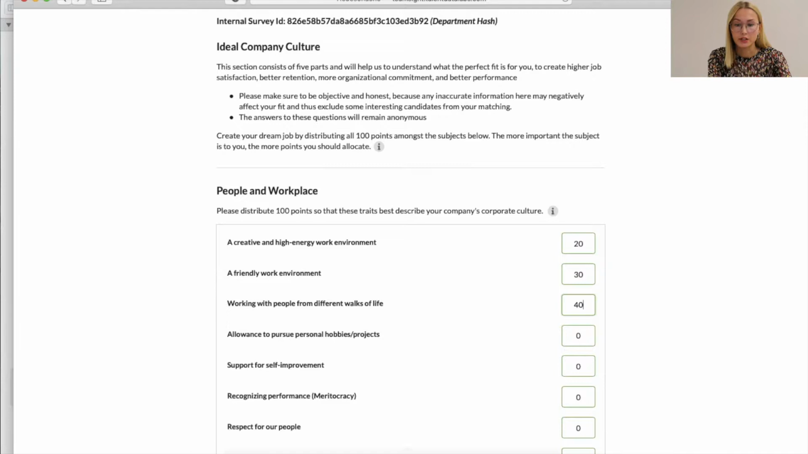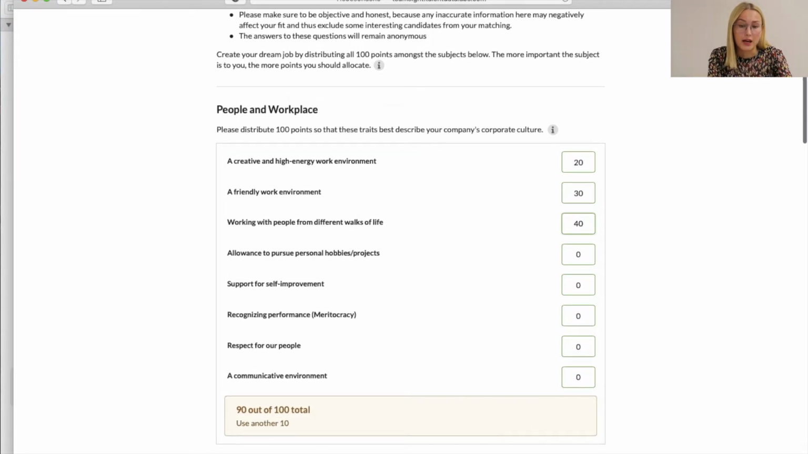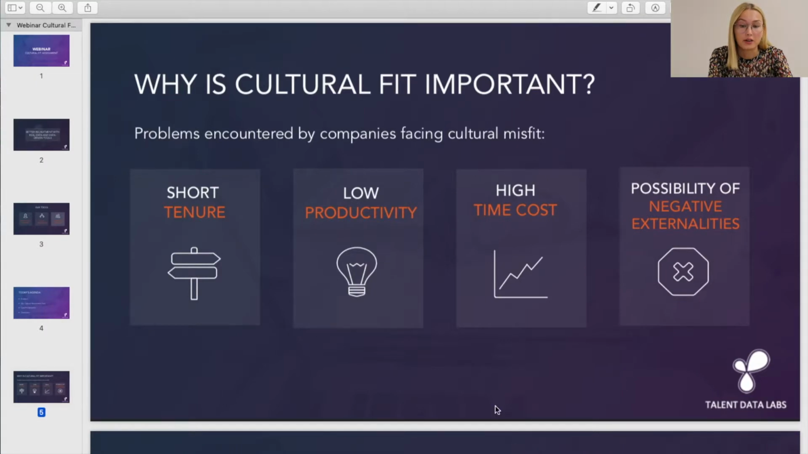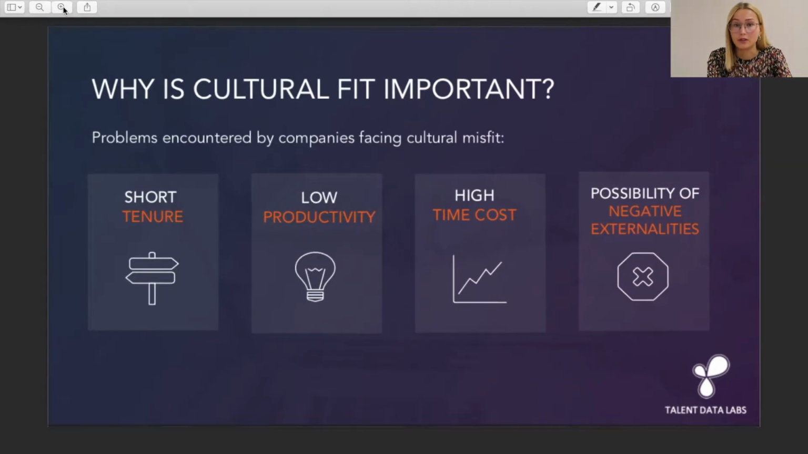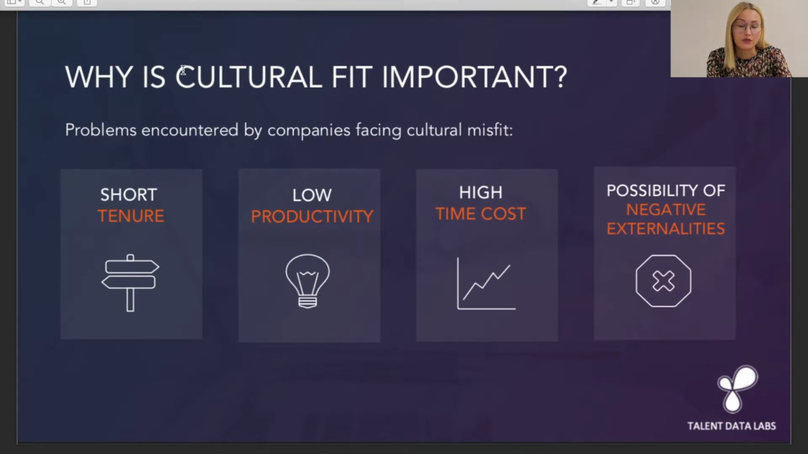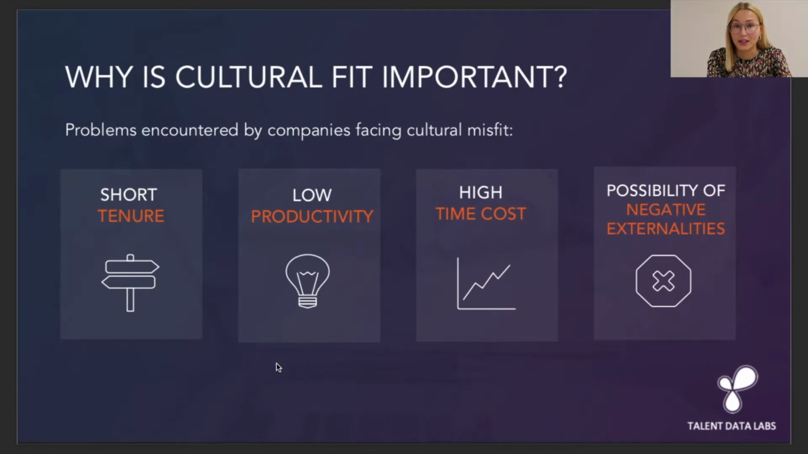After collecting the data, we can proceed with analysis and recommendations on how to close the gap between your company culture's profile and employees or potential candidates' cultural profile. And now that you have seen how our survey looks like, let's focus on the example, so the case that we prepared.